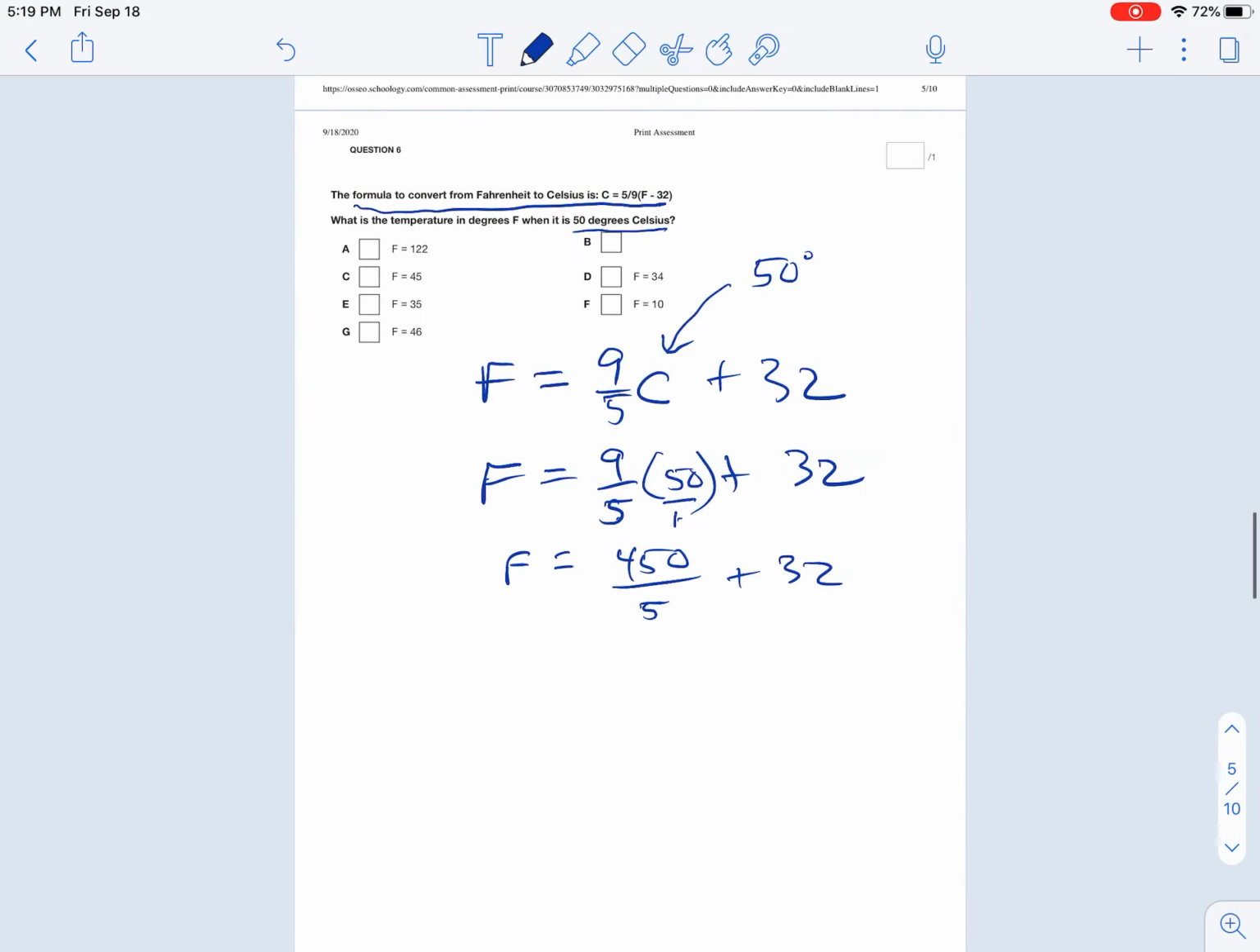That is equal to degrees Fahrenheit. 450 divided by 5 is 90, plus 32. And finally, we say, well, that means the degrees Fahrenheit is 122. That would mean it's pretty hot out.